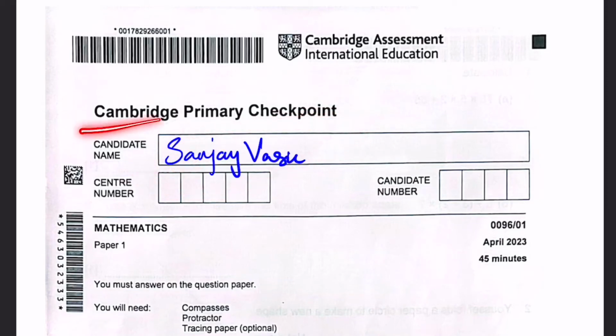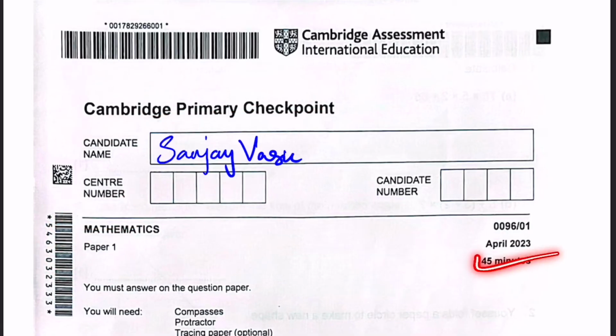This time I'm doing it on Cambridge Primary Checkpoint for Mathematics Paper 1, April 2023. Let's start. You're not allowed to use a calculator, by the way.